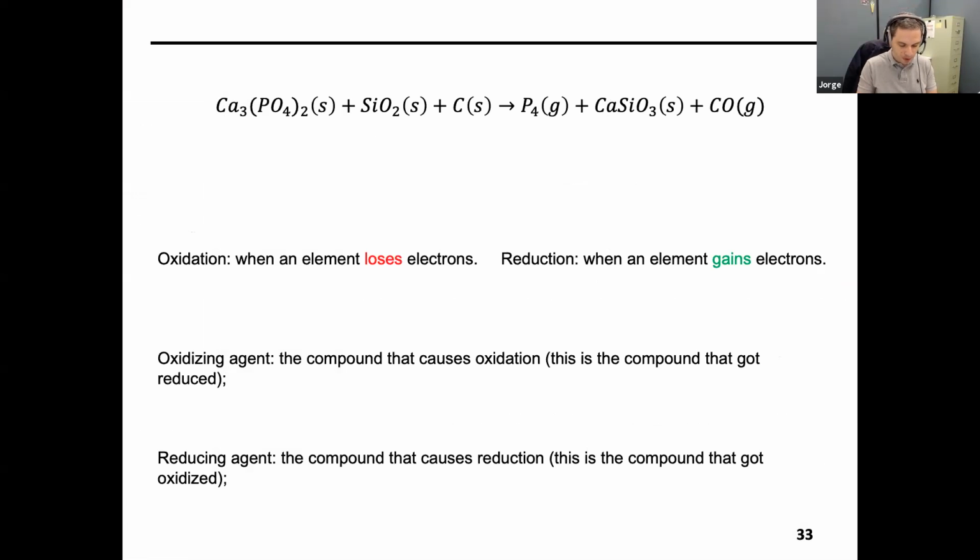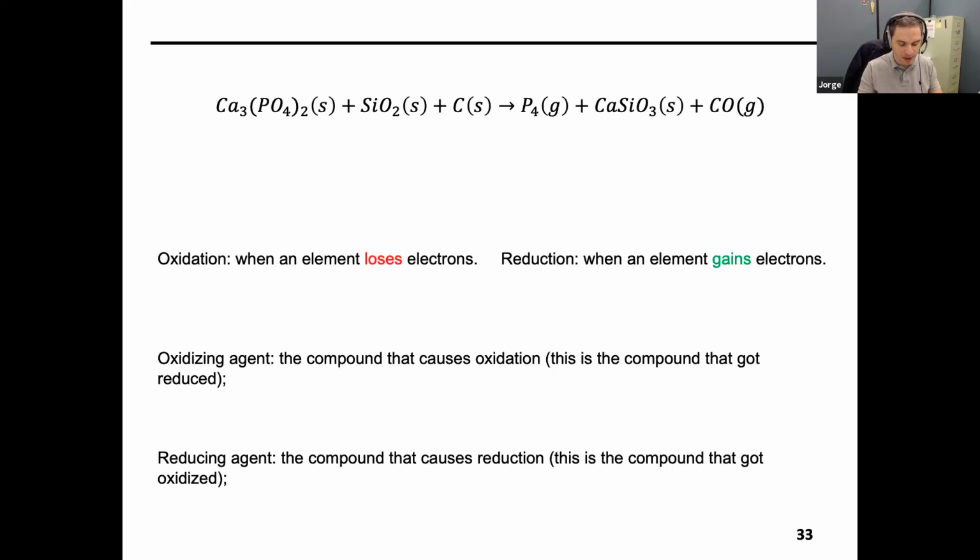So now to finish up redox, I will show you how to use the oxidation number first to classify when an oxidation or reduction is happening. Second, to identify an oxidizing and reducing agent. And third, to balance any sort of chemical reaction using the variation of the oxidation numbers.